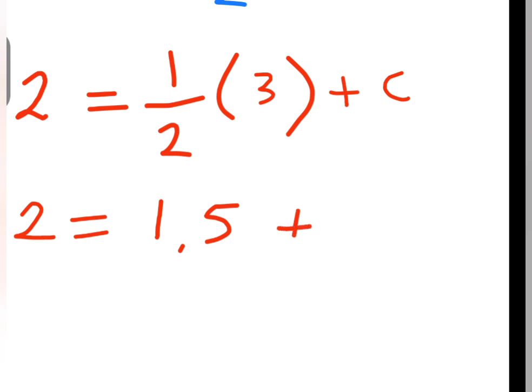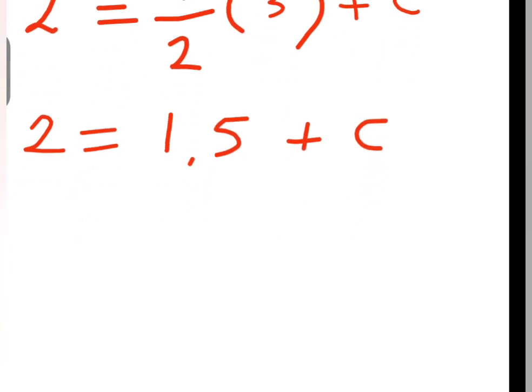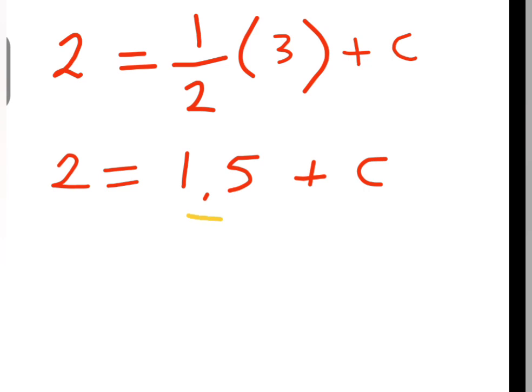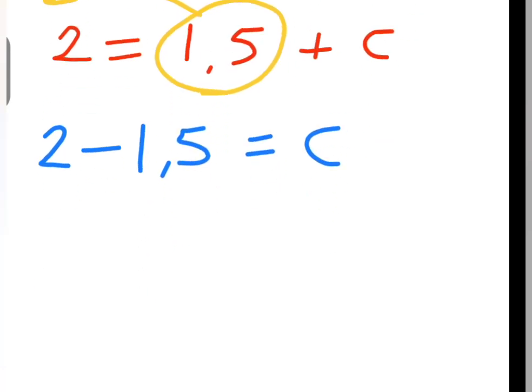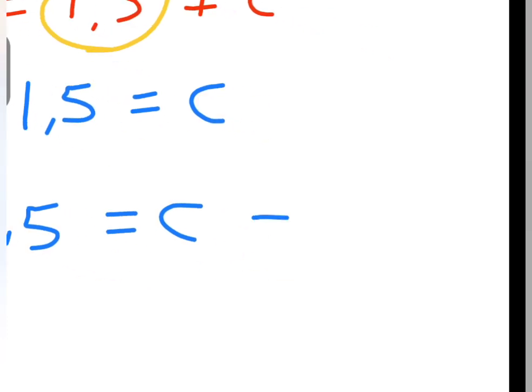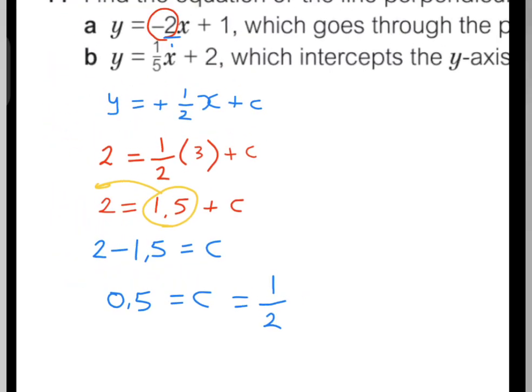And then plus c. What's the next step? Very good. You want to get rid of that 1.5 and take it to the other side. So it's going to be minus 1.5. So we write 2 minus 1.5 equals c. And then 2 minus 1.5 equals 0.5. Very good. So c equals 0.5, or 1 over 2. And it's plus. So this is the y-intercept, it's 0.5.